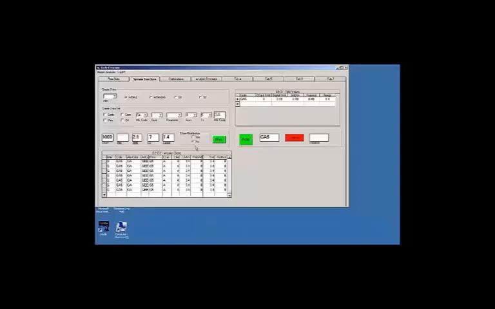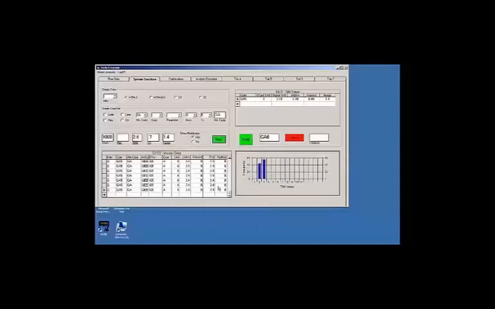Had I selected show distribution, that would have given me that information there, which is effectively what we just discussed.